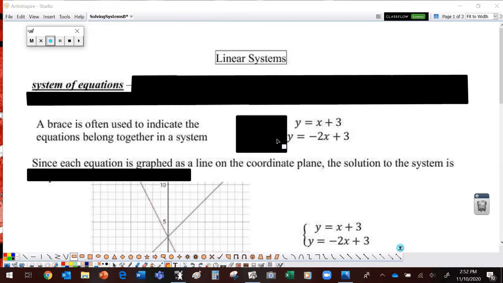Last couple of times we've been looking at linear functions. So we looked at graphing linear functions, we looked at applying linear functions, writing them. Now we're going to look at linear systems.